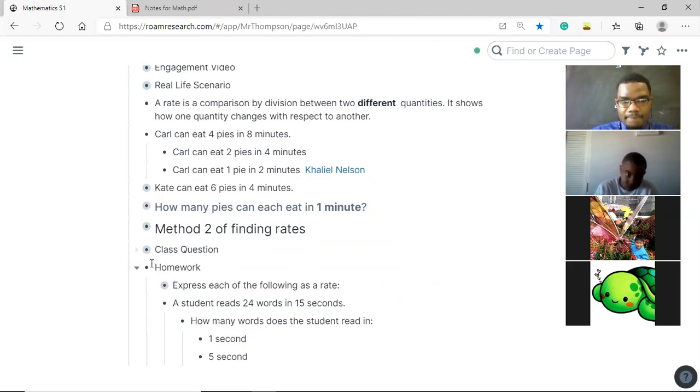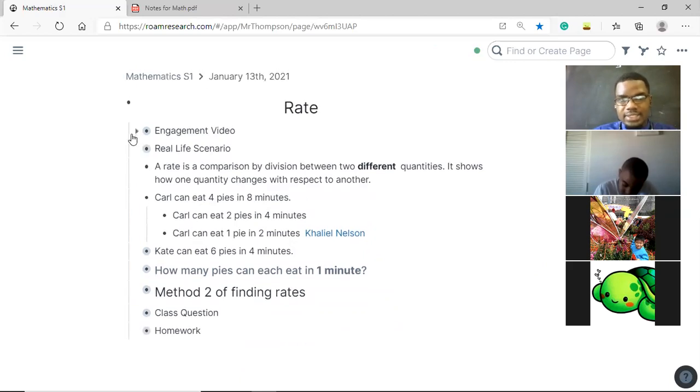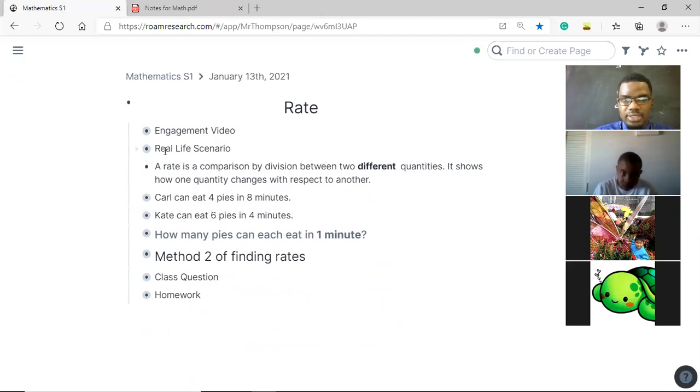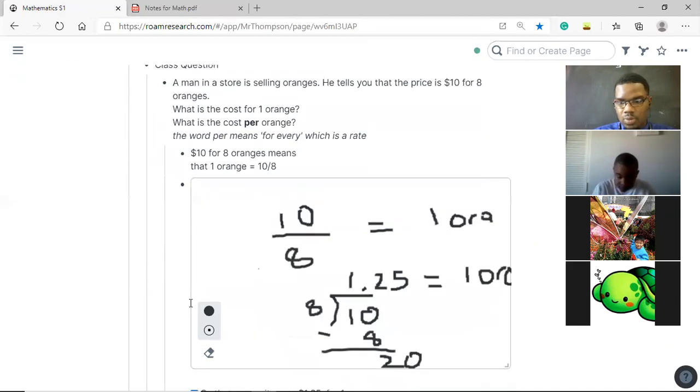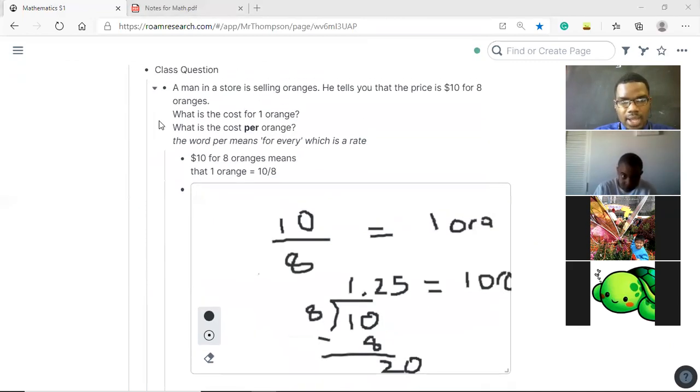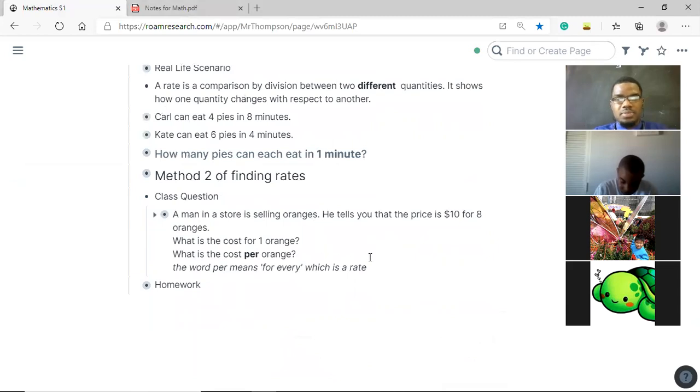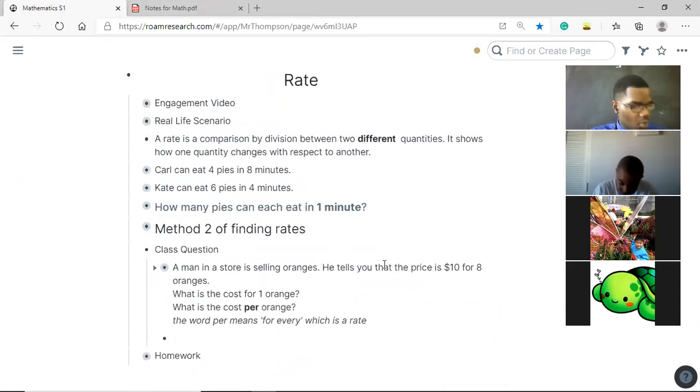Understand, everybody? Yes, sir. Okay, excellent. And that is the big part of today's class. We wanted to look at rate, and I wanted to give you some class questions to practice and also do homework. But quickly, I'm gonna do one more class question to make sure you understand. One more class question, okay?